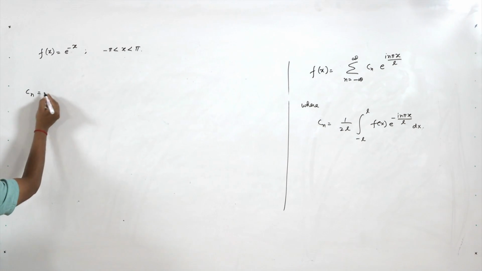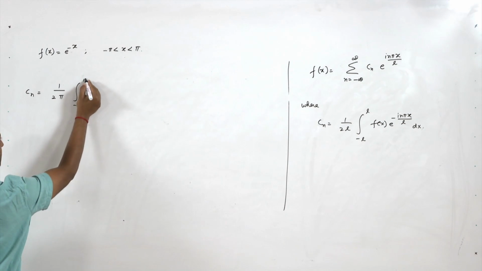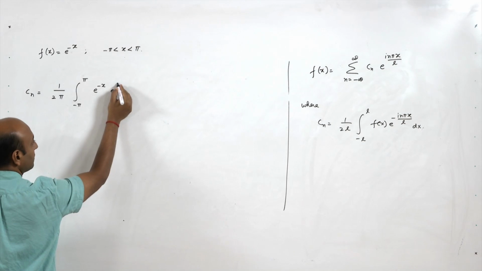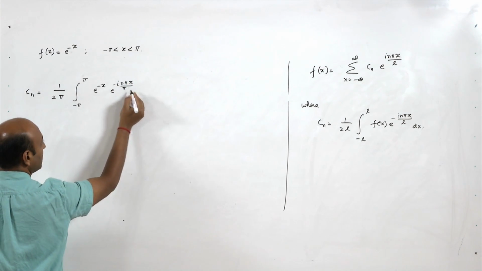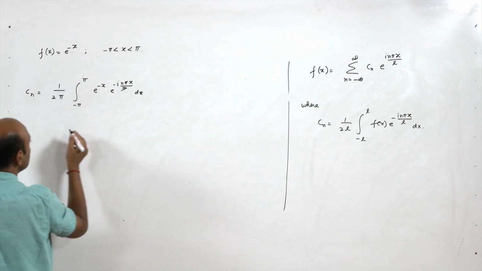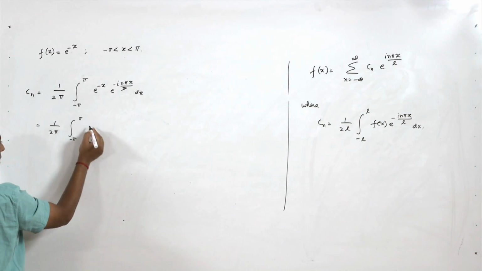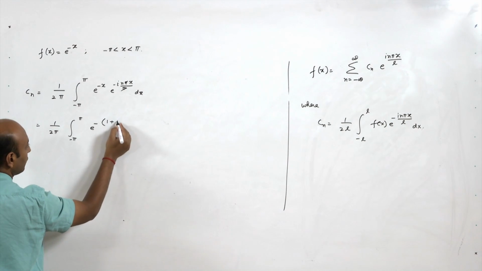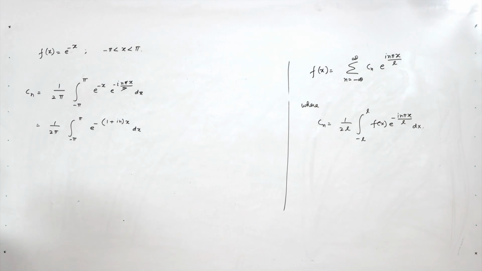C n will be given by 1 by 2 L, here L is pi, so 1 by 2 pi integral from minus pi to plus pi, f x is e raised to the power minus x into e raised to the power minus iota n pi x by pi into dx. So, pi cancels out. So, this is nothing but 1 upon 2 pi integral from minus pi to plus pi e raised to the power minus (1 plus iota n) x into dx. So, this expression we will be having.